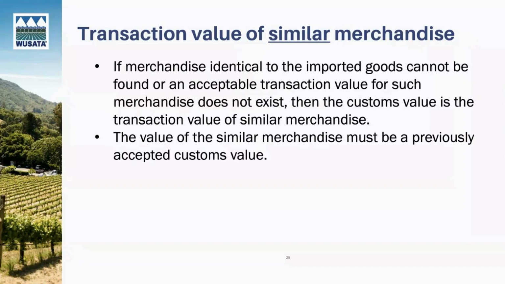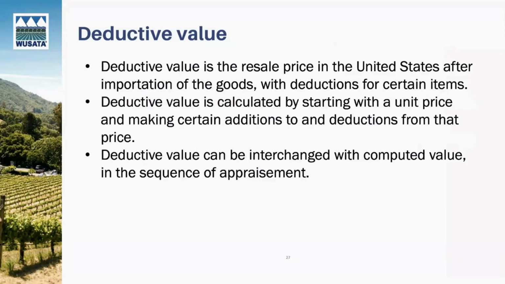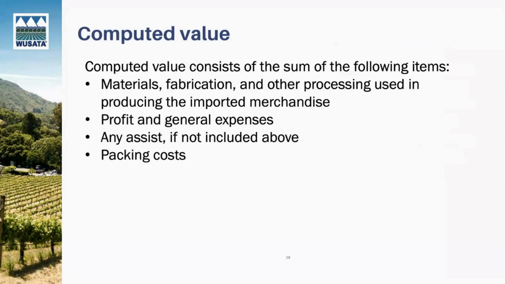If you say, well, my product is so unique, there's no identical merchandise out there, well, then customs will look for something that's similar, a similar merchandise. What is that value? And then, if none of those three methods work, we look at, as I mentioned, the resale price, taking certain deductions for marketing expenses, or we take the computed value, commonly known as cost plus.